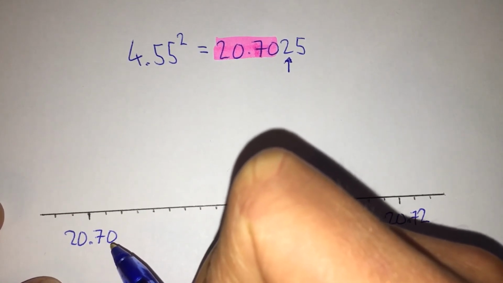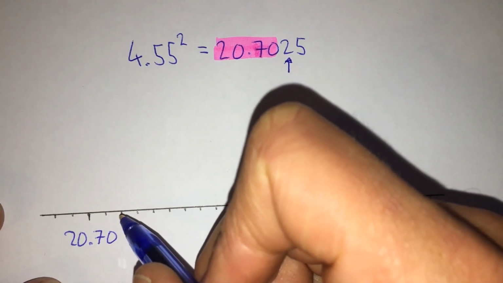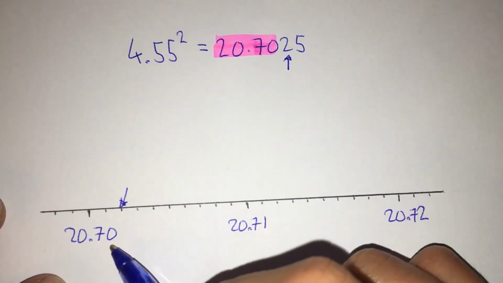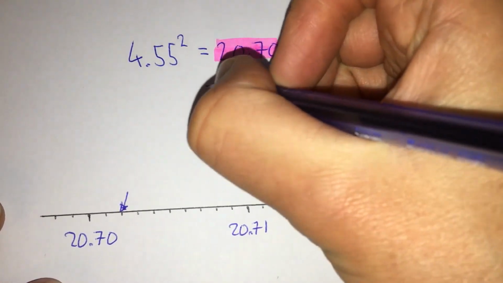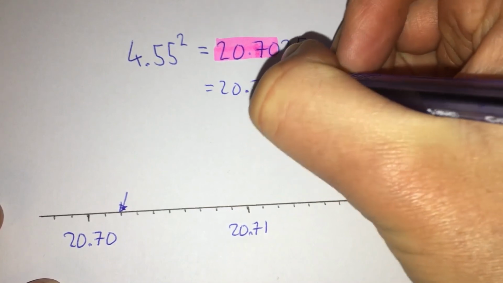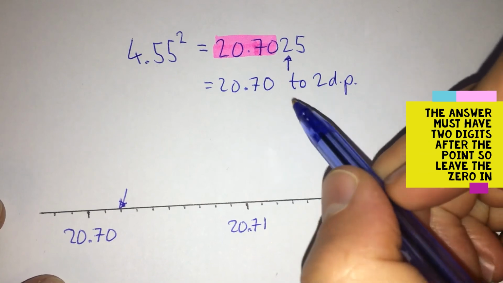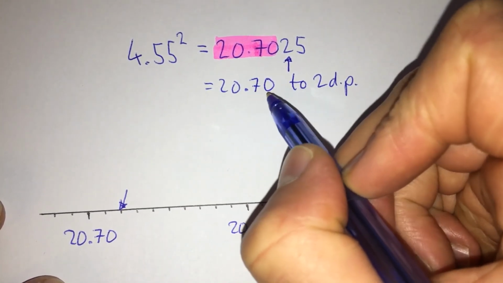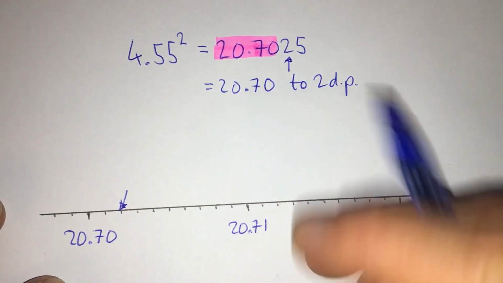So 20.7025 is here. There's the next digit we're interested in. So we're going to mark that one on. And we can see clearly that this number is closer to 20.70, and we write to 2 decimal places. Now, because we've said we're going to do it to 2 decimal places, we must write both digits in, even though one of them is 0.